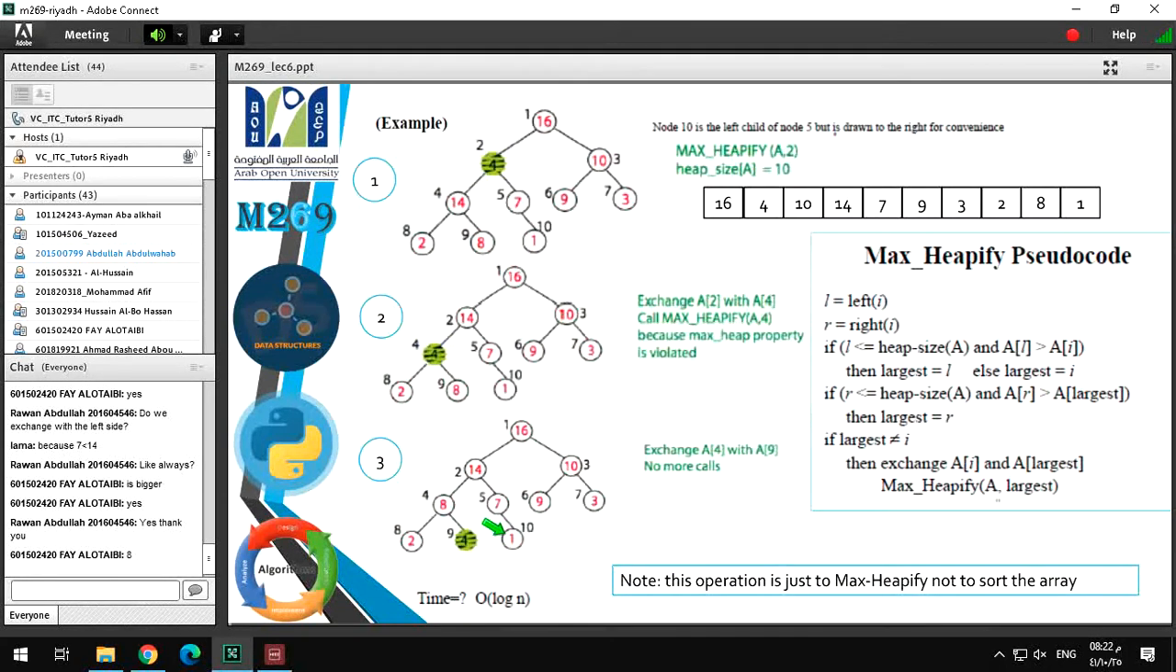Right now what we are doing is just fixing the error, correcting the error of the tree, and that's called max-heapify. We are not sorting. If you look at the array here, it is not sorted. See, 16, 4, 10, it's not sorted. Even after you max-heapify, we are not sorting the array. We are just fixing the error. The process of sorting using max-heap is coming later, or next.